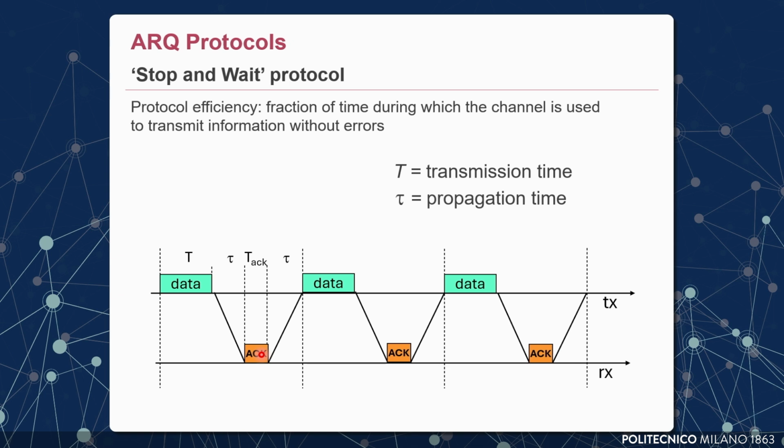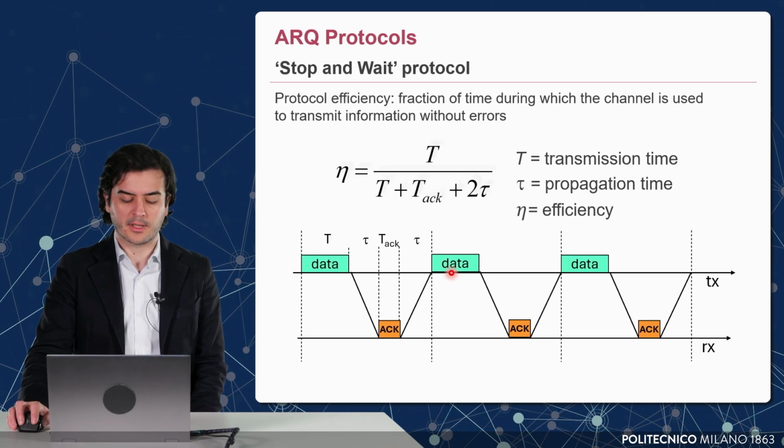Hence, we can define the efficiency of the stop and wait protocol as the ratio between t and t plus TARQ plus 2 tau. Again, to clarify, the t refers to the transmission time of the data itself. The tau refers to the propagation time between transmitter-receiver and receiver-transmitter. And the TARQ is, as defined in the previous slide, the transmission time of the acknowledgement message. And hence, eta here represents the efficiency of the stop and wait protocol.